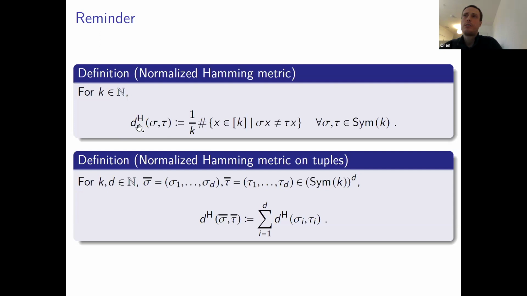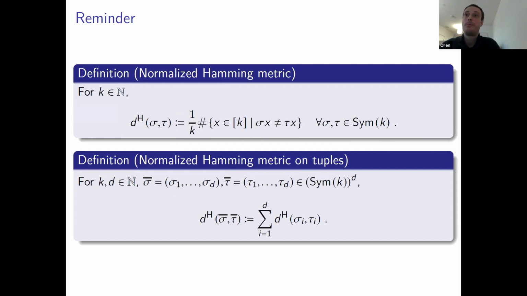I'm writing DH for the normalized Hamming metric on the symmetric group, which just means that if I have sigma and tau permutations on the set 1 to n, then the distance between them just counts the number of entries where they differ and divides by n. So if they agree everywhere, if they are the same permutation, the distance is 0. If they agree nowhere, the distance is 1. And otherwise, it's somewhere in the middle.